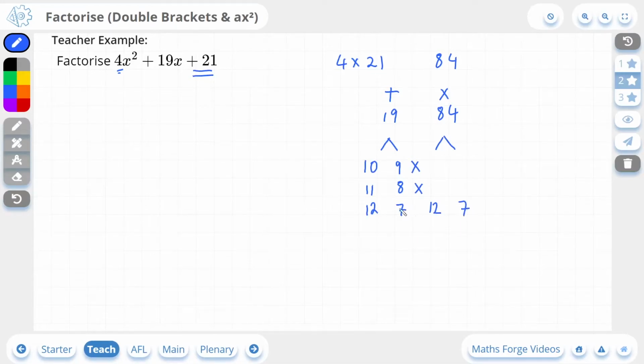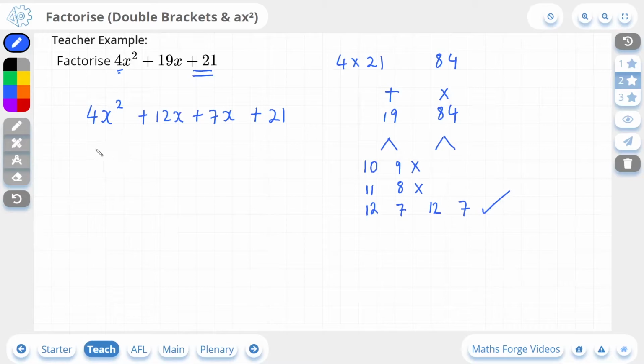Now, once you've found your magic numbers, what you do with them is as follows. You rewrite the quadratic expression for x squared. But when it comes to the plus 19x part, you're going to break this 19x up into your magic numbers. So I'm going to have plus 12x, don't forget to include the x as well, and plus 7x. So these are our two magic numbers. And of course, we have the plus 21 at the end. So this first process is to just find out what to break your middle term up into, and they're broken up into our magic numbers.